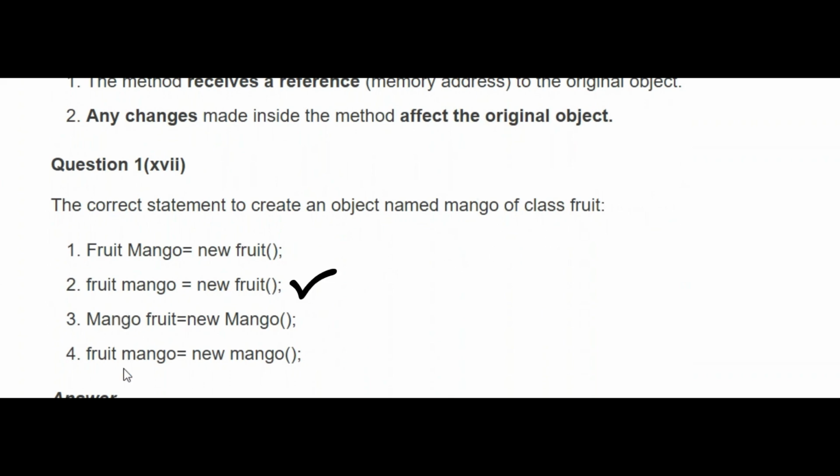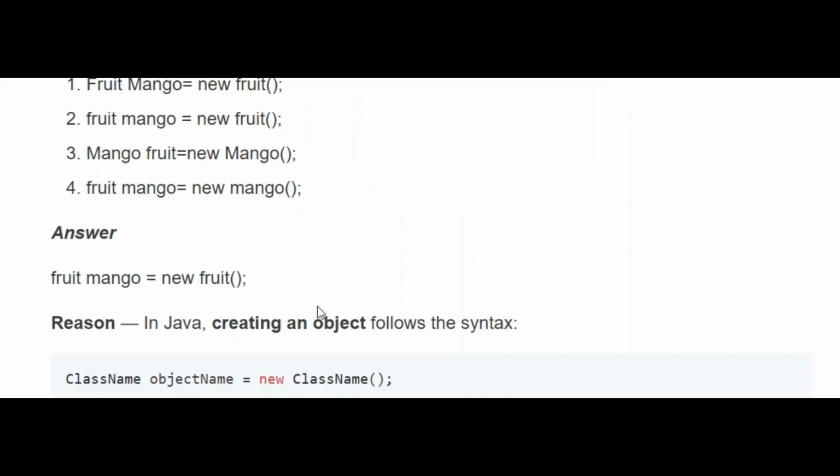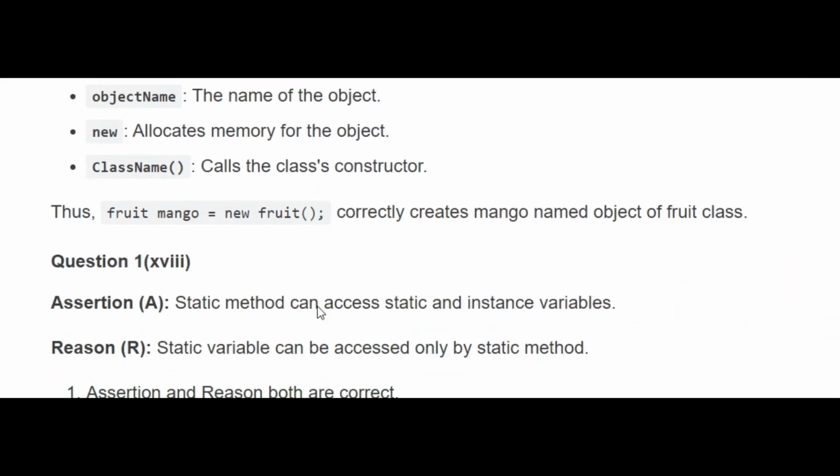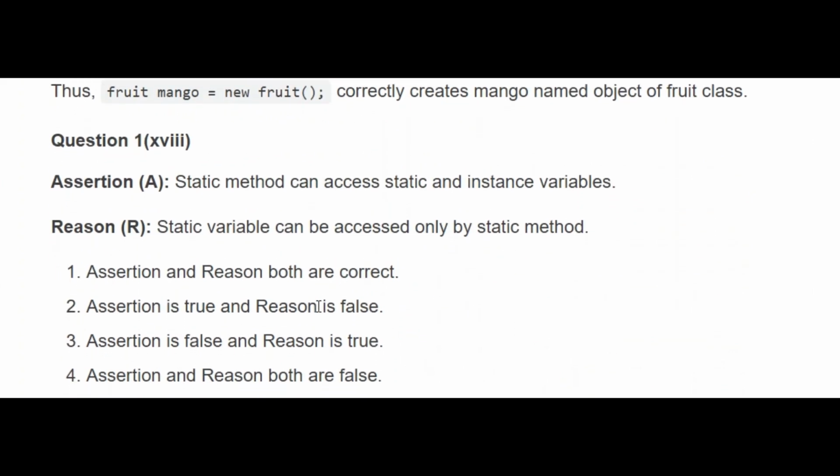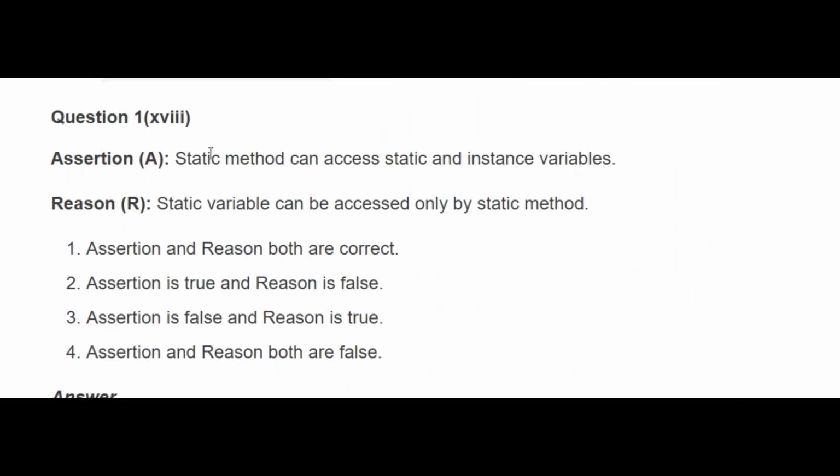In Java, creating an object follows the syntax: ClassName objectName = new ClassName(). Here Fruit is the class name and mango is the object name, so the correct statement is Fruit mango = new Fruit(). In option 2, the F of Fruit is capital, but in the question it is lowercase, so it is not valid.